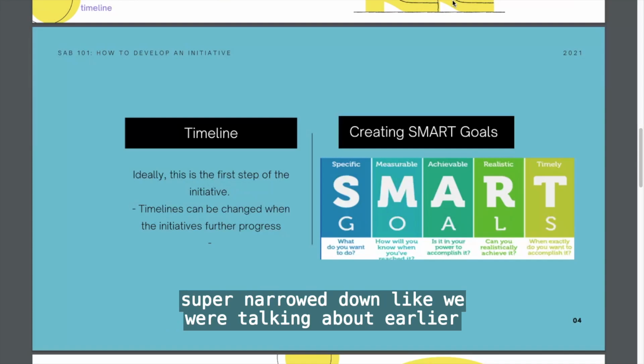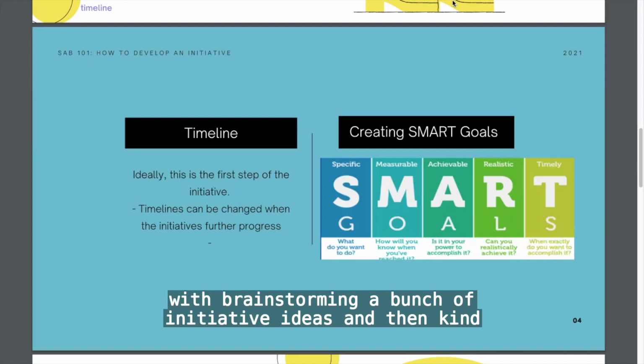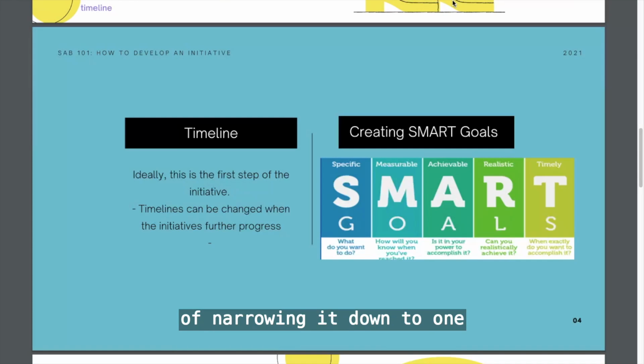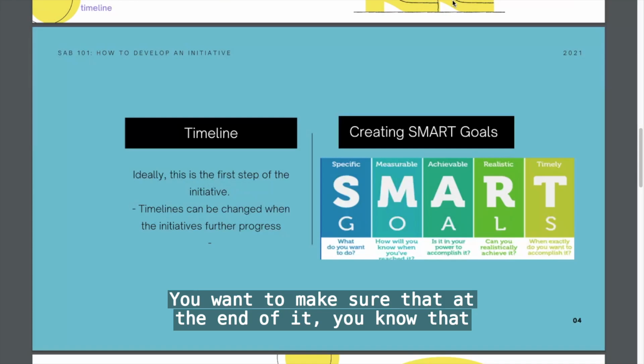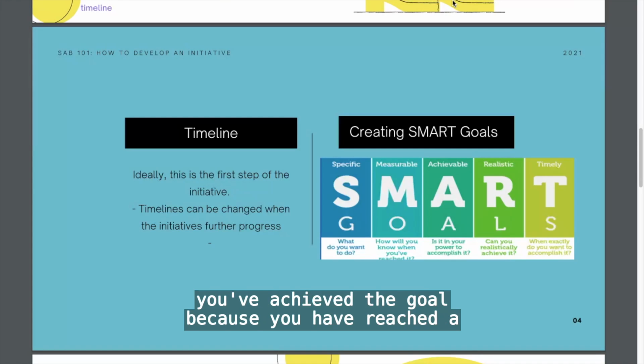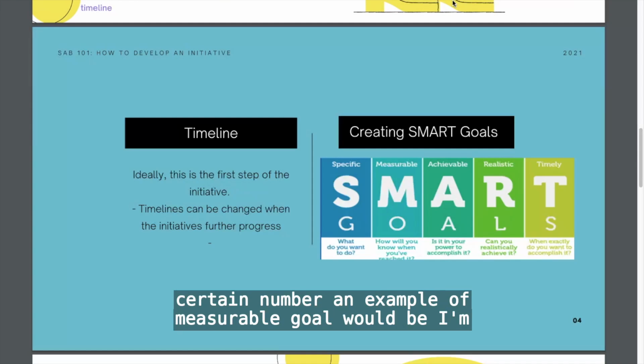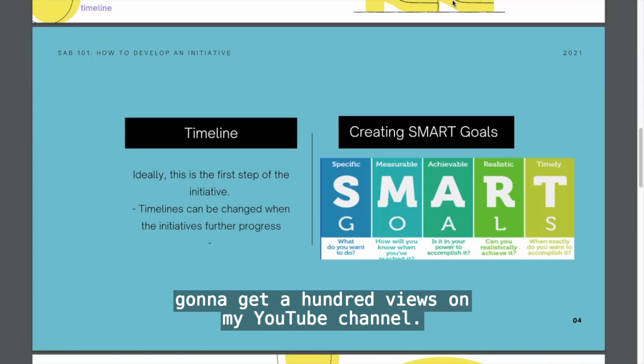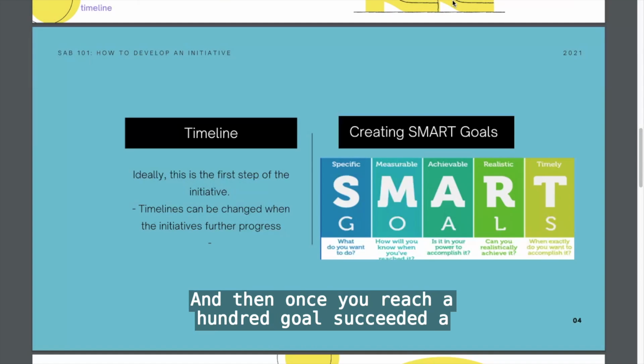You want to make sure that you have it super narrowed down, like we were talking about earlier with brainstorming a bunch of initiative ideas and then narrowing it down to one. Next, you want to make it measurable. You want to make sure that at the end of it, you know that you have achieved the goal because you have reached a certain number. An example of a measurable goal would be, I want to get 100 views on my YouTube channel. And then once you reach 100, goal succeeded.